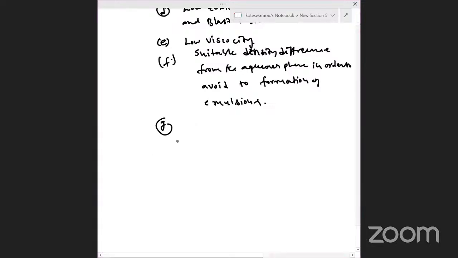Okay, therefore, the next point, G: chemically inactive and low oxidizing ability, right? Next, cheaply available.